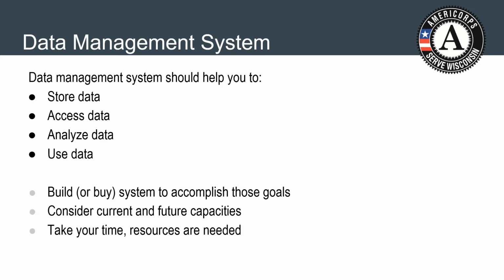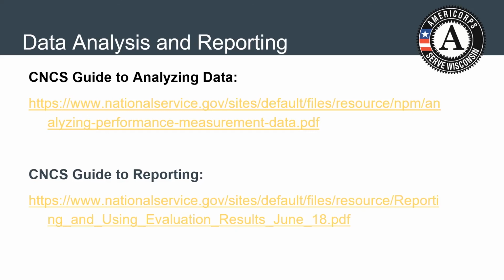Okay, slide please. So a couple of different resources from the Corporation in terms of analysis and reporting. CNCS actually has a guide on how to analyze the data itself. You're going to have to do an element of analysis when you're doing your performance measures. And then they have a guide to reporting. So how are you going to communicate these patterns in your data, not only to the Corporation, but also hopefully to other stakeholders as well.